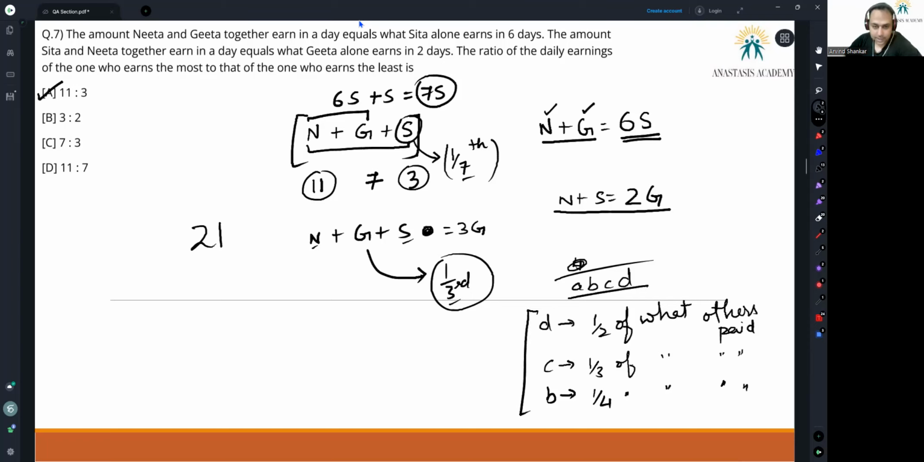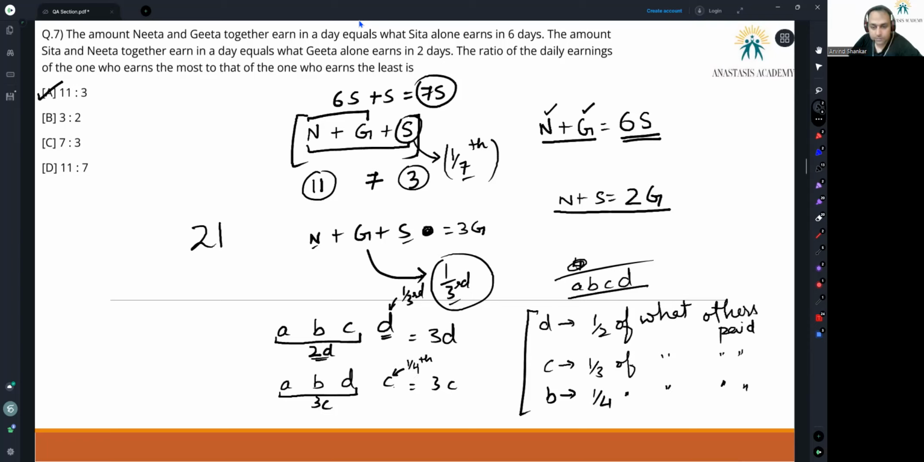इसका भी प्रोसेसिंग अगर याद हो, ABCD. If D paid half of what others paid, can I say the other people paid 2D? इसने अपना पेमेंट D करा, the other people paid 2D. Total payment made was 3D, or D paid 1/3 of total. Similarly, if I look at A, B, D, and C, if C paid 1/3 of what these people paid, these people are 3C, total payment is 4C, or C paid 1/4 of total.